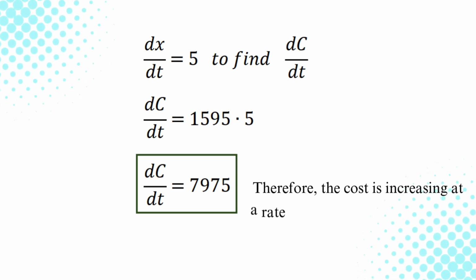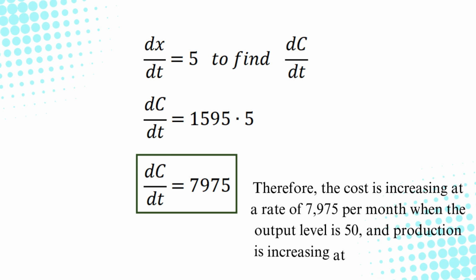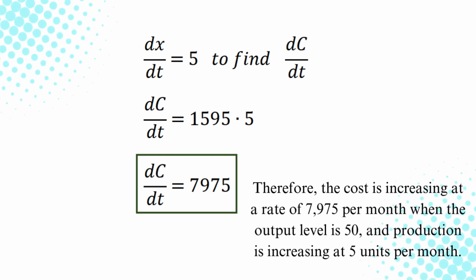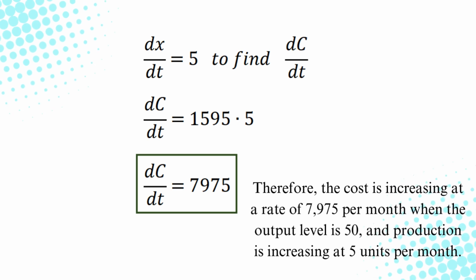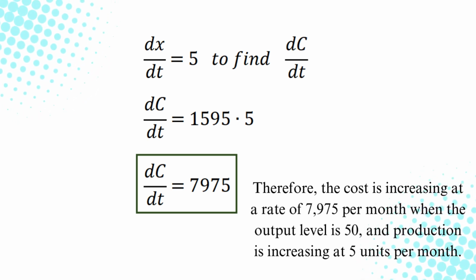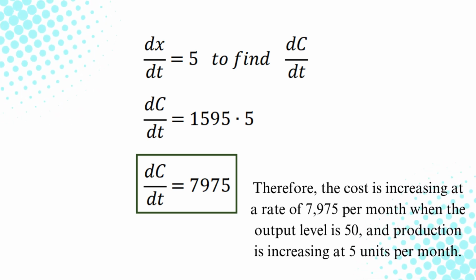Therefore, the cost is increasing at a rate of 7,975 per month when the output level is 50 and production is increasing at 5 units per month.